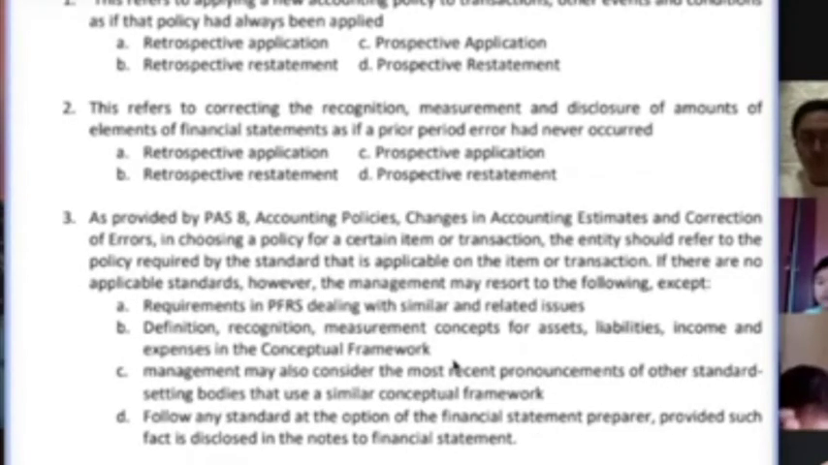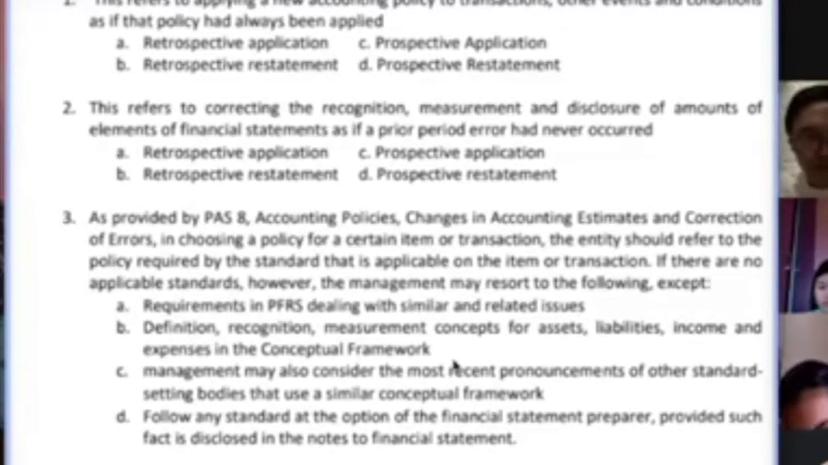And again, if it's a change in accounting policy, it's retrospective application. So number 3, as provided by PAS 8, accounting policies, changes in accounting estimates, and correction of errors. In choosing a policy for a certain item or transaction, the entity should refer to the policy required by the standard that is applicable on the item or transaction. If there are no applicable standards, however, the management may resort to the following except. Our answer is letter D, follow any standard at the option of the financial statement preparer, provided such fact is disclosed in the notes to financial statements. Letter D, because letters A, B, and C shall serve as guide in accounting for the transactions, events, and conditions which have no applicable IFRS.